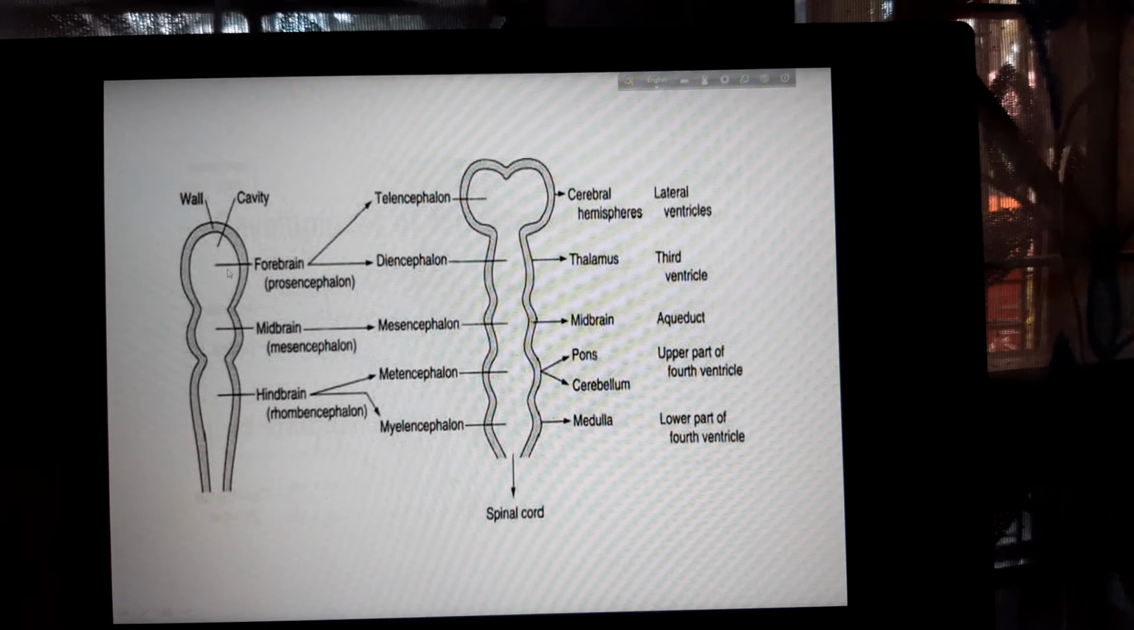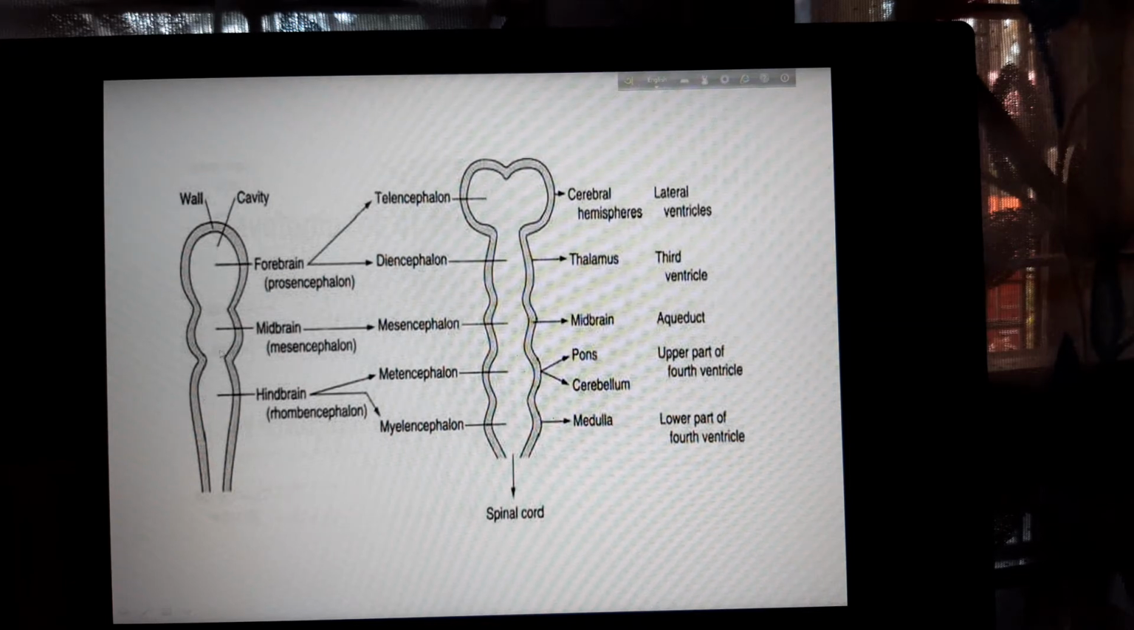The prosencephalon later gives rise to the telencephalon and diencephalon. The prosencephalon is modified into the telencephalon and diencephalon. Again, the mesencephalon or midbrain consists mainly of the crura cerebri and corpora quadrigemina. That means the mesencephalon is not further developed into different parts.